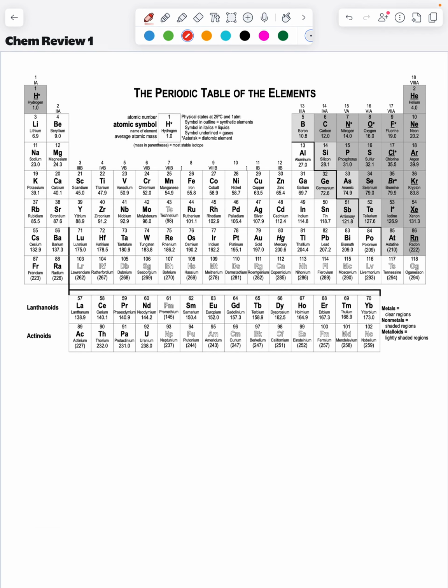And then just review some other things. So the names of the columns, I wonder if I can make this pen a little bit thicker. Go through there. Okay. So these are the alkali metals. These are the alkaline earth metals.